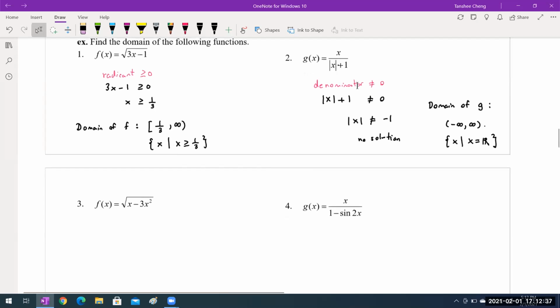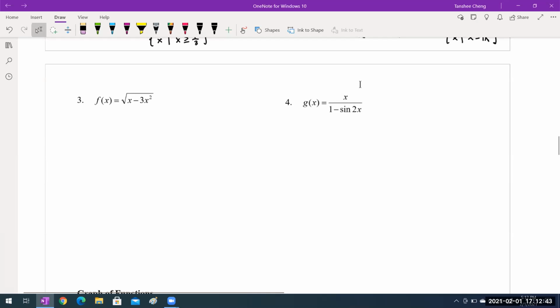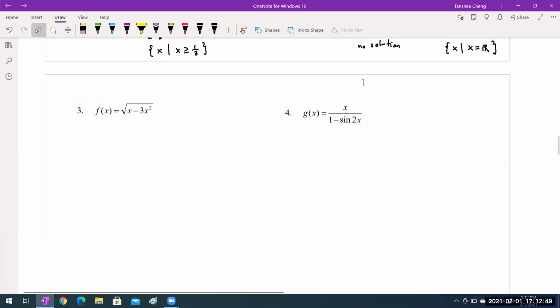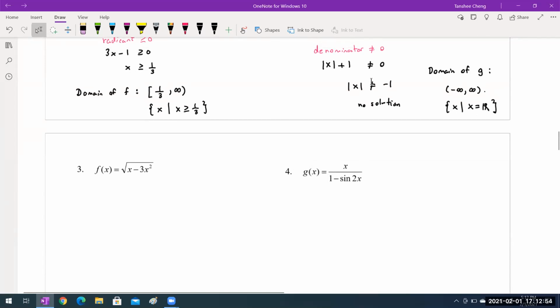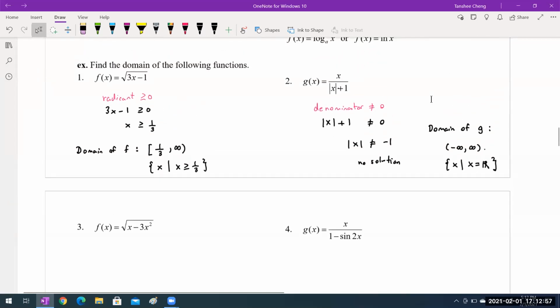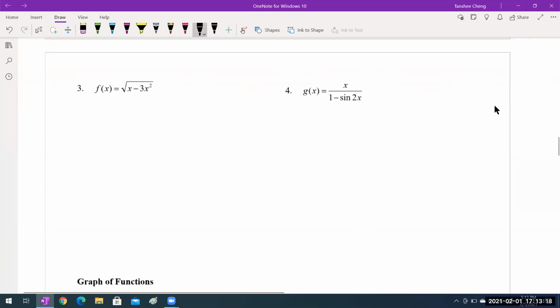Next up, in example number 3, finding the domain. For this problem, we're going to be reviewing some algebraic solving techniques. This is very similar to example number 1, because both of them are radical functions. But the difference is the radicand part. The radicand in example 1 is linear, however, the radicand in example number 3 is quadratic. So that's the question, how do we solve this quadratic inequality?